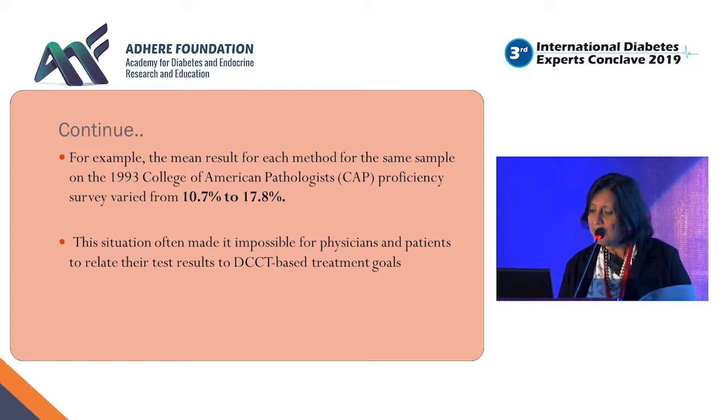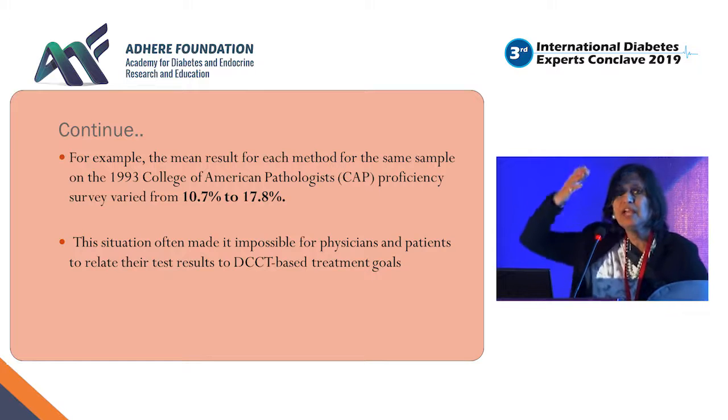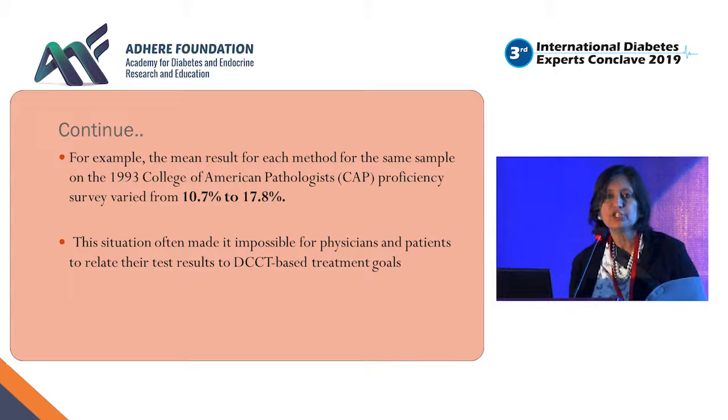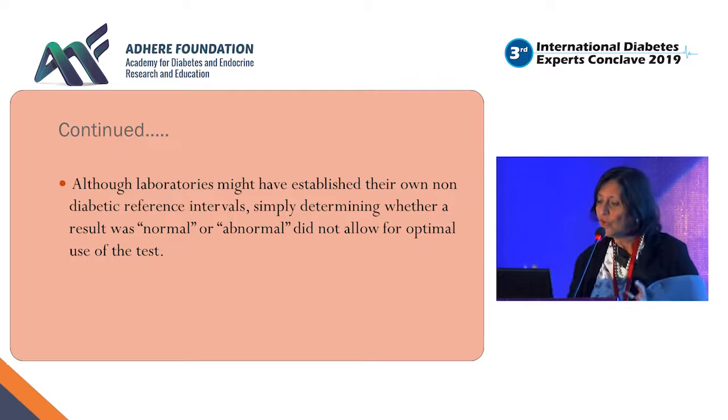And this made it impossible for physicians to relate to test results. So if a patient did the GHB at one lab, it may vary from 10 to 17, which is 70% variation. How is a clinician expected to treat a patient when there is so much variation? Hence the need for establishing a reference interval which would differentiate normal from abnormal test results.